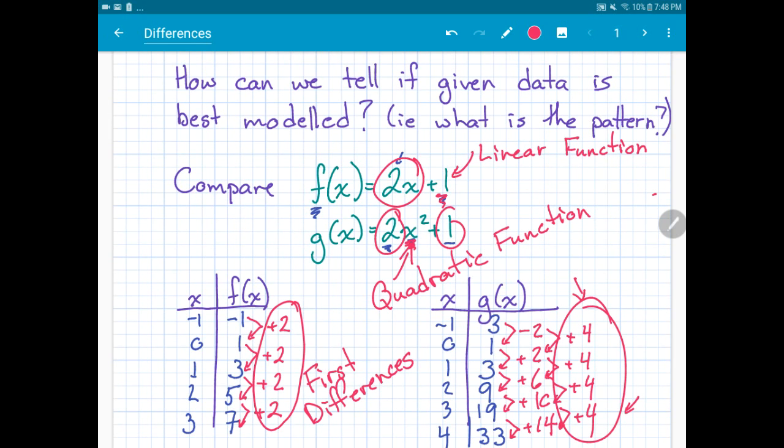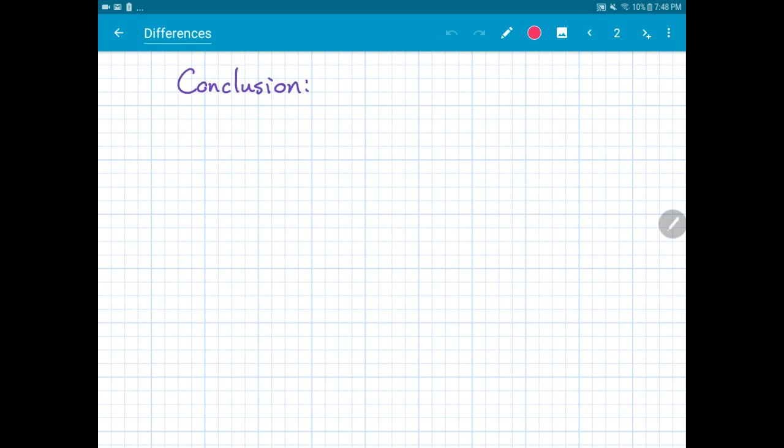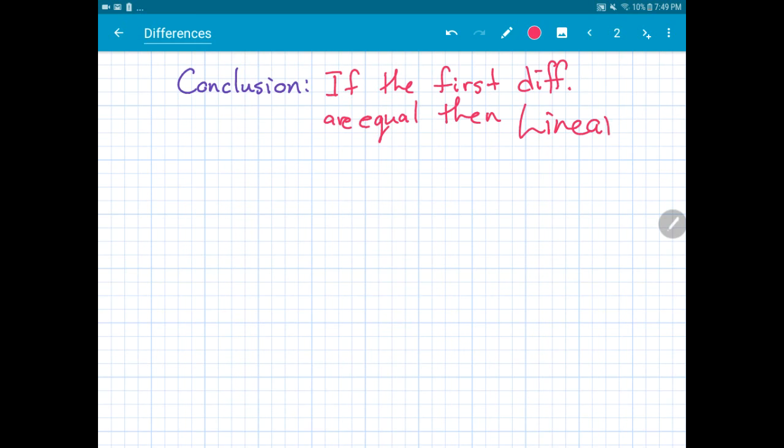Okay, so let's just wrap this up by making a quick conclusion. If the first differences are equal, put an E there, equal, then linear. We'll be even lazier on this next point. Second differences equal, then quadratic.